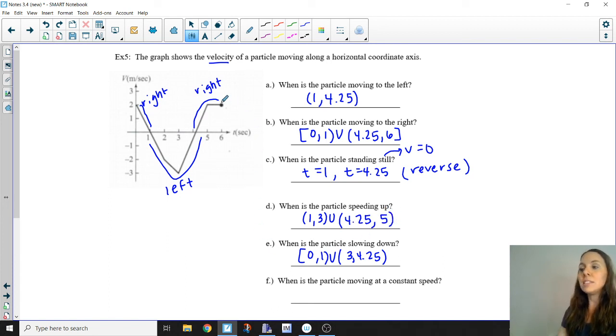Finally, from 5 to 6, remember we talked about that's not standing still, it's moving, but that's our answer for F. When is it moving at a constant speed? 5 to 6.